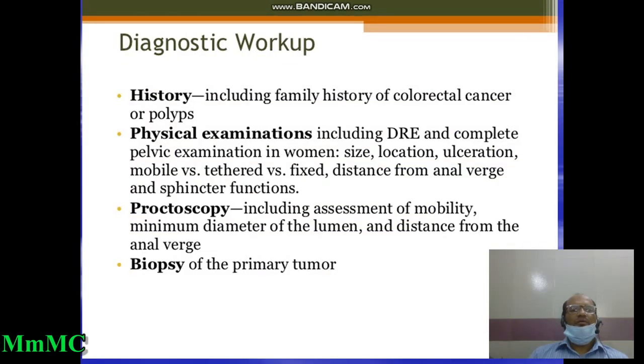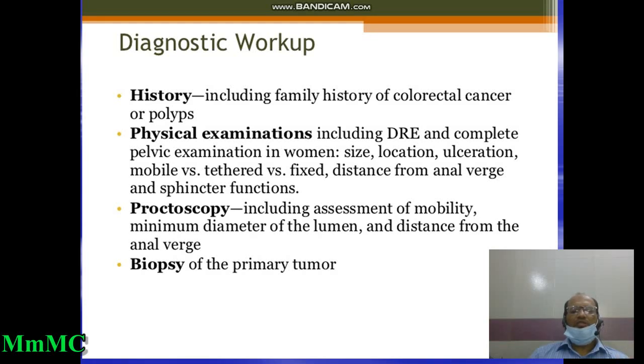How can we diagnose carcinoma rectum? History, including family history of colorectal cancer or polyps, physical examination, including the general examination, systemic abdominal examination, and DRE, digital rectal examination.